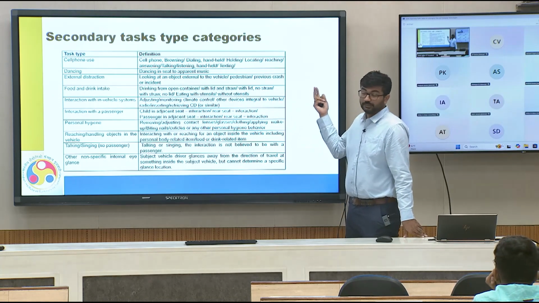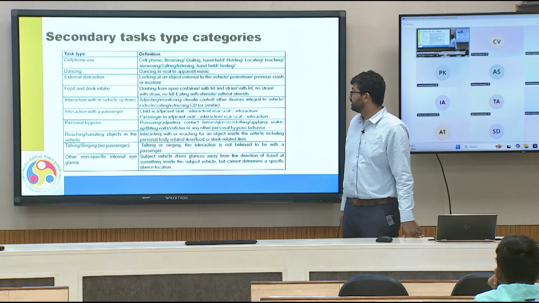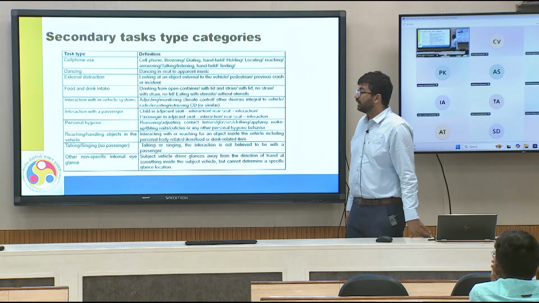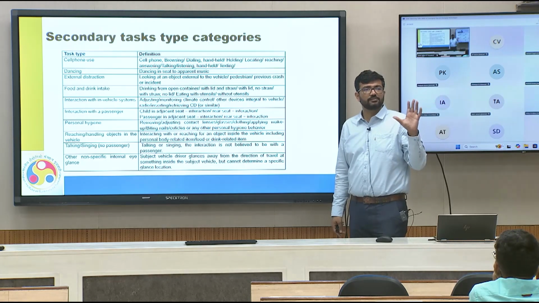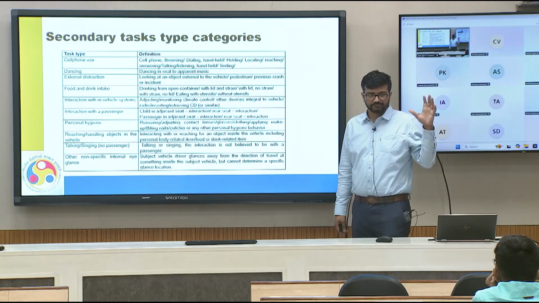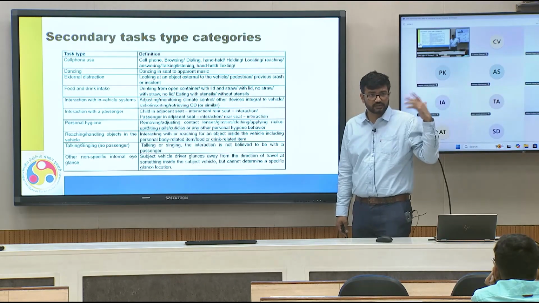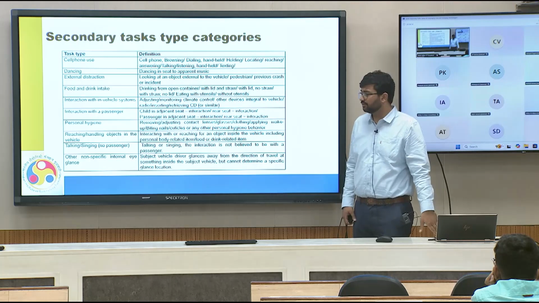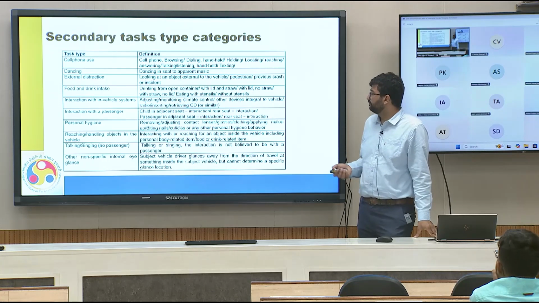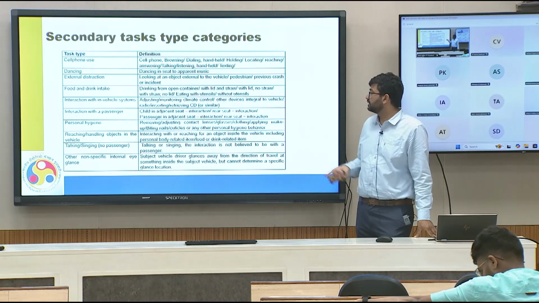Then some people vibe with music, so we consider that. Then external distractions. An external distraction might occur when they are looking at something going on outside, like an advertisement board or some construction, or something happens that draws the driver's attention to another event. Then many people eat food or drink while driving.